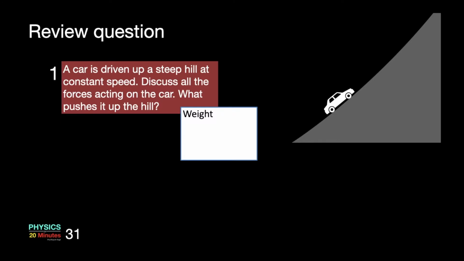So weight will work downward. Normal reaction will work this way. Friction will work this way. Weight will have a component which will balance N. But then weight will have another component in the direction of friction. Then the friction and the component of the weight which is working parallel to friction, they will get added.